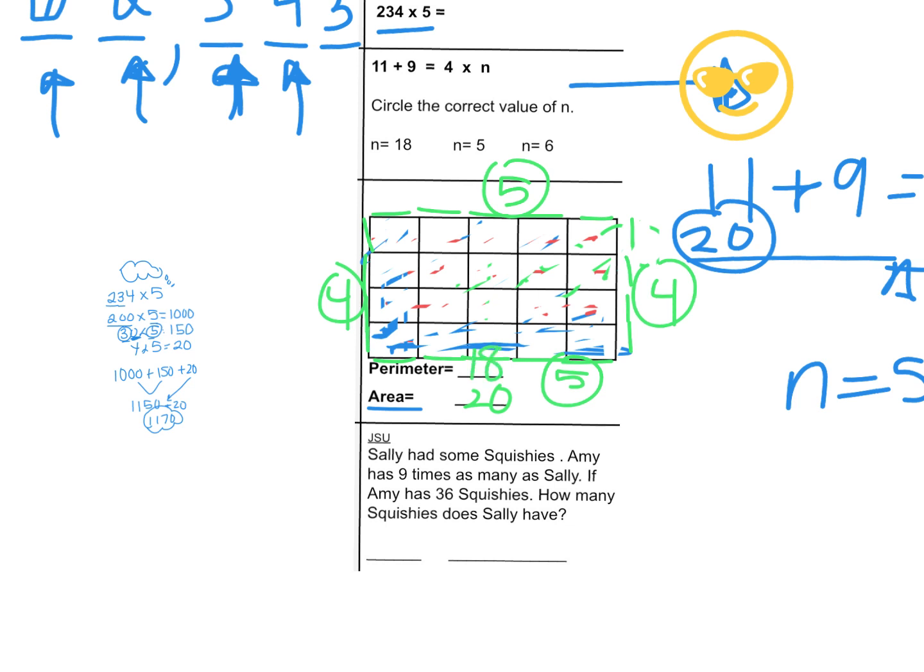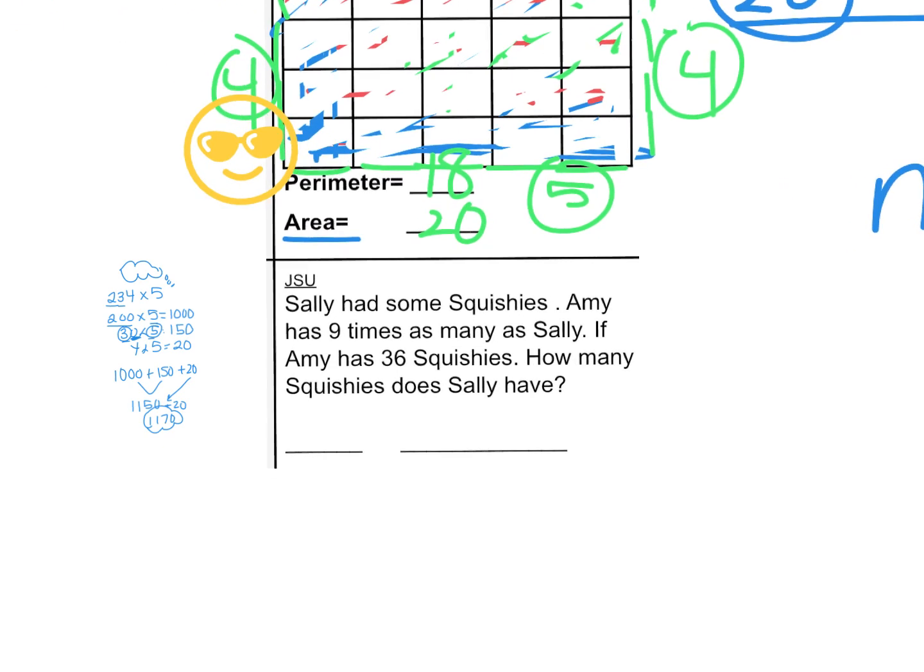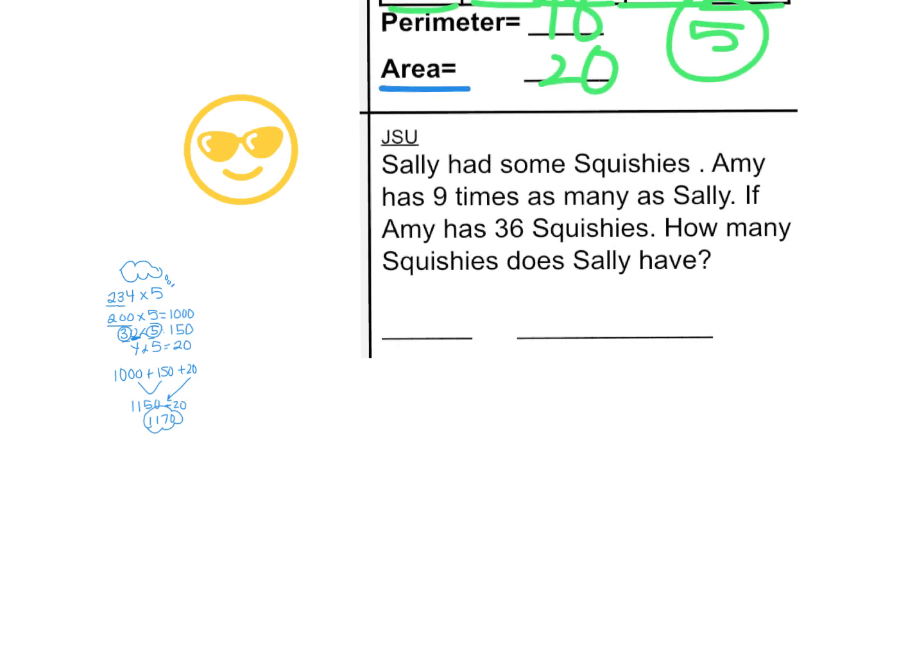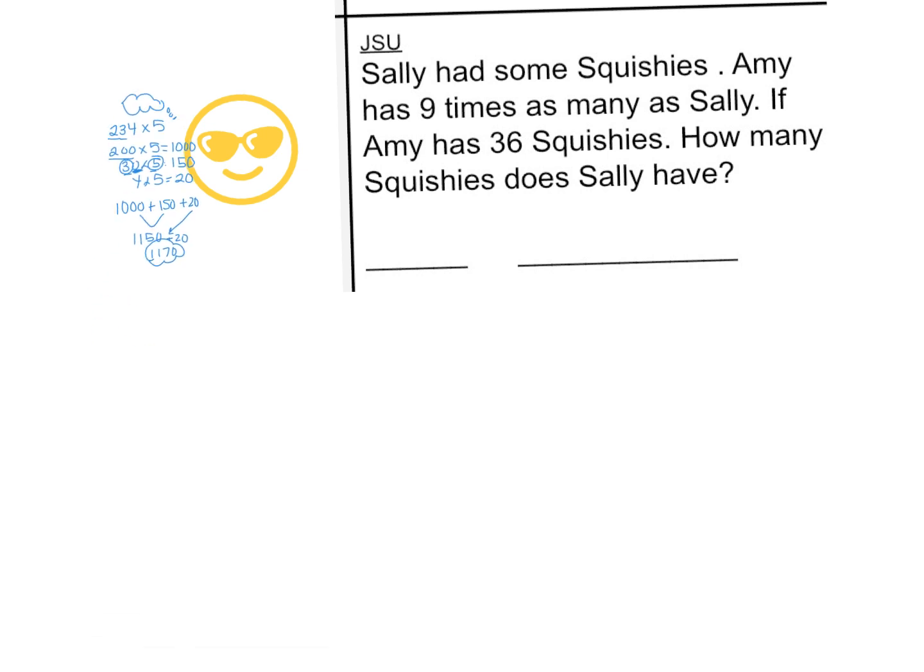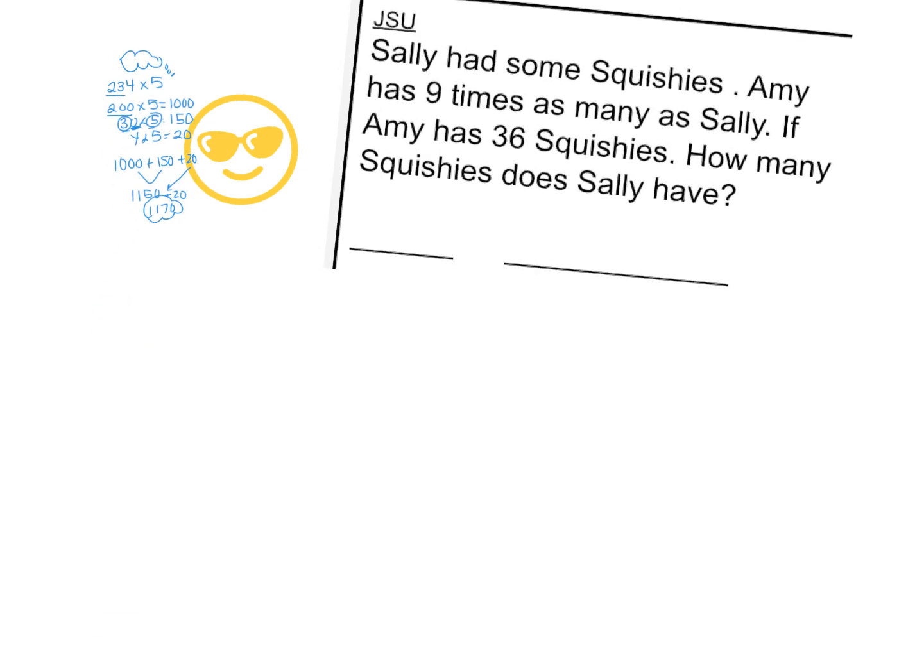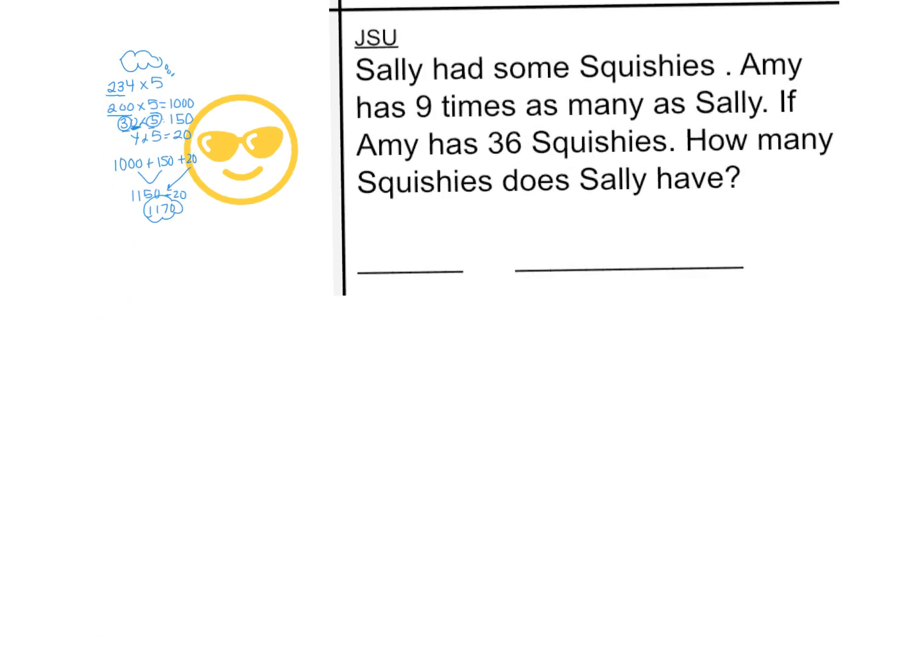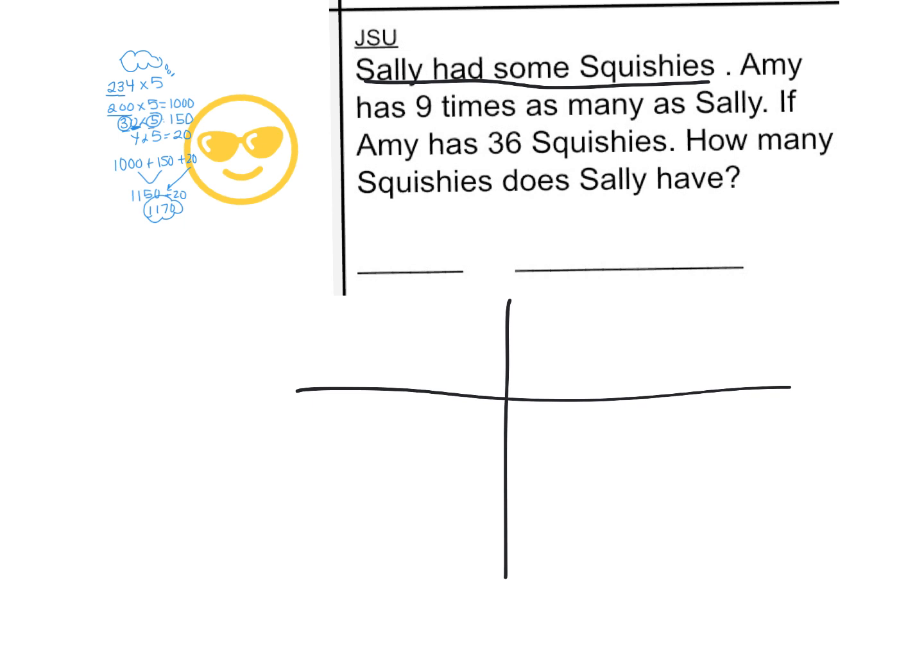All right, last up, kiddos. Coolio. Last one is our CGI question. We're going to make our thinking nice and big for our CGI question. Sally had some squishies. Amy has 9 times as many as Sally. If Amy has 36 squishies, how many squishies does Sally have? Again, we're going to use this lovely little modified t-chart. Sally had some squishies. So I have Sally and Amy. Sally, we don't know how many squishies she has.